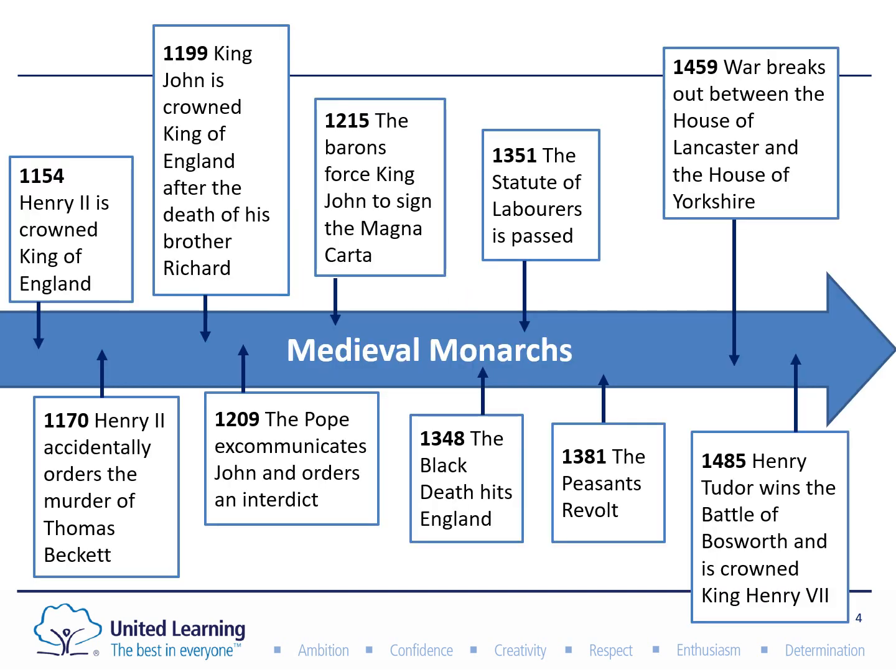Our timeline on medieval monarchs that we've been looking at the past few lessons. Same as last lesson, we are still in 1381 at the Peasants' Revolt, because we looked at the causes before, so we were looking this way back at what caused the Peasants' Revolt, but now we're going to be looking at the consequences, so we're going to be looking more forward. How did the Peasants' Revolt affect history?